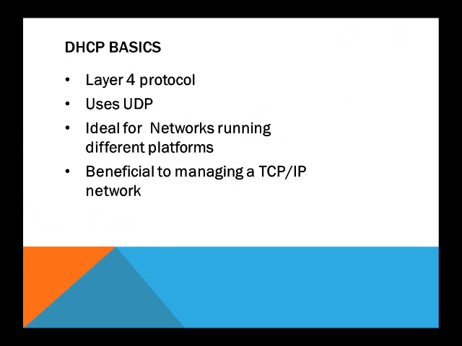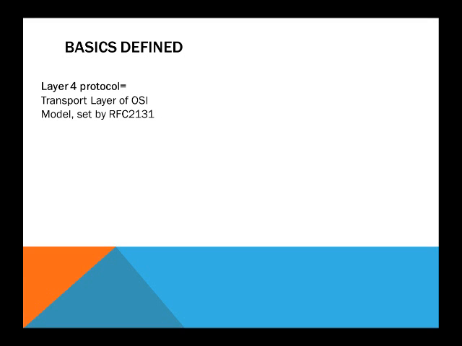The basics. The DHCP basics are a layer 4 protocol. It uses UDP, ideal for networks running different platforms, and it's beneficial to managing a TCP/IP network. The layer 4 protocol means that it's on the transport layer of the OSI model. This is defined by the request for comment 2131. It uses UDP, which is User Datagram Protocol. DHCP clients use UDP port 68 and DHCP servers use UDP port 67.